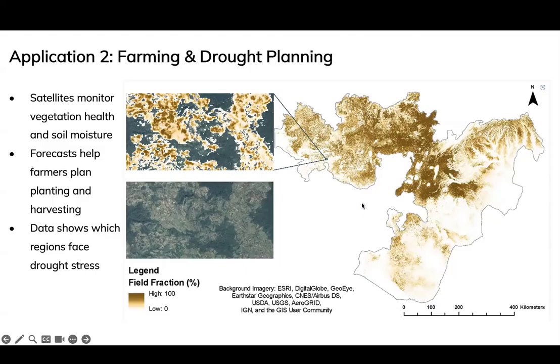So here, this is now converted to a map, and what can happen is that those farmers in that area, or if it's, let's say, a wilderness area, the conservationists can have a look at that and say, wow, we now need to start being careful in terms of deforestation, droughts and desertification. So the forecasts help the farmers to plan planting as well as harvesting. And the data will show them which regions face drought stress going into the future.